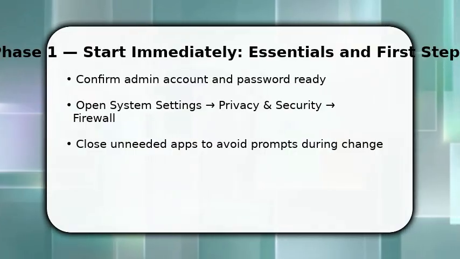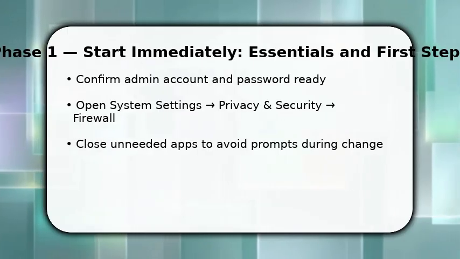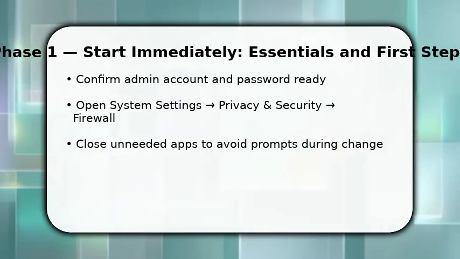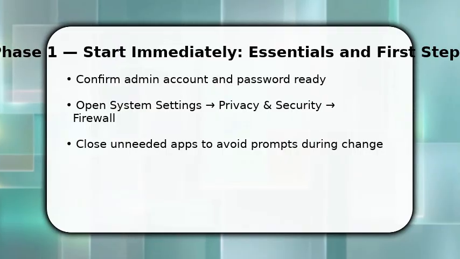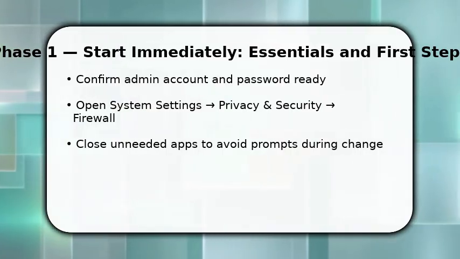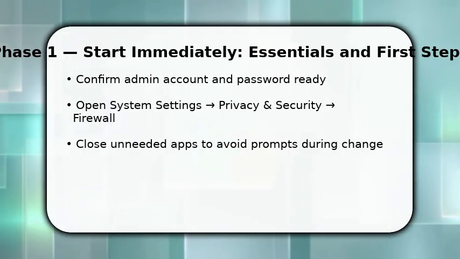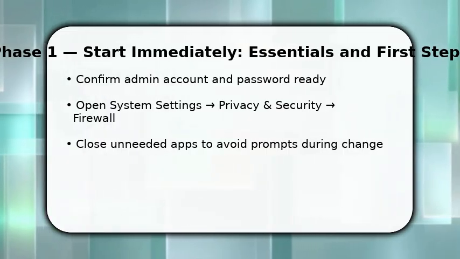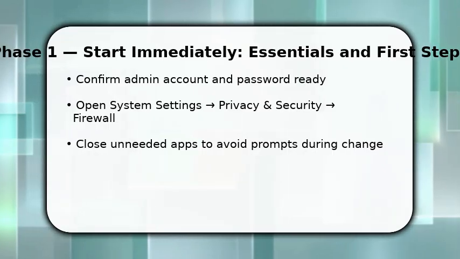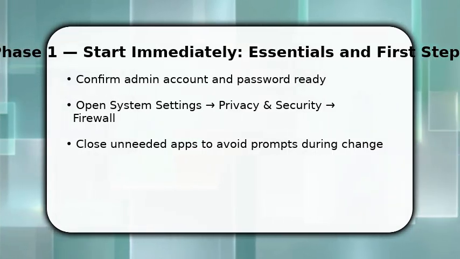You need admin access, so sign in now. This lets you change core settings. Once signed in, open System Settings, then choose Privacy and Security and scroll to Firewall. Make sure apps you use for verification are closed because they can trigger prompts. Click the Firewall section to reveal controls.